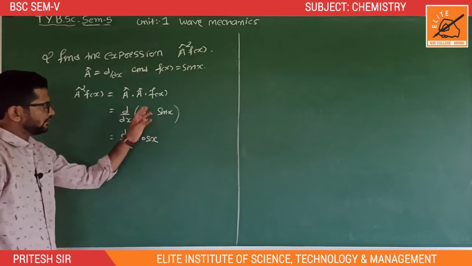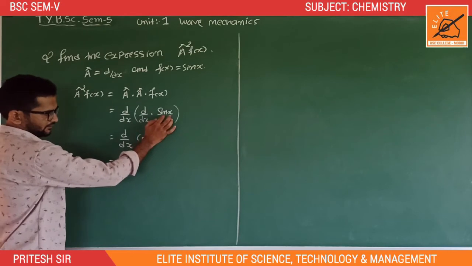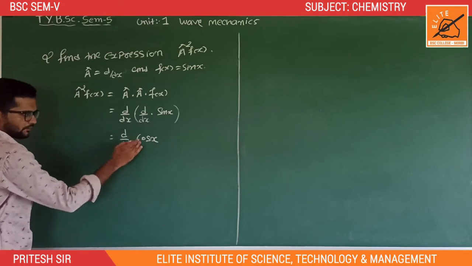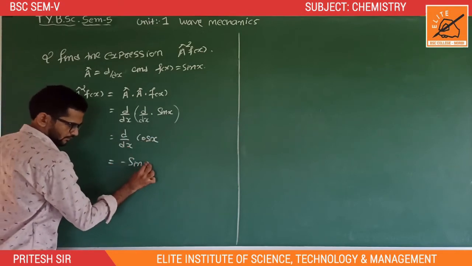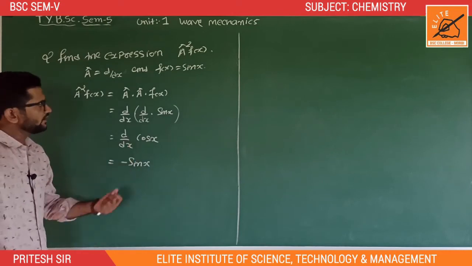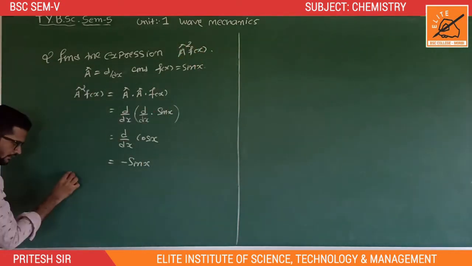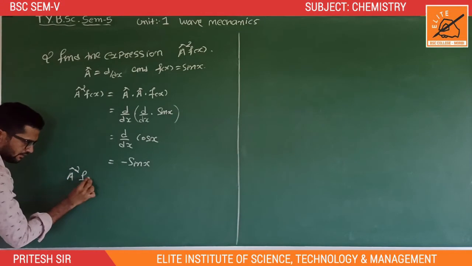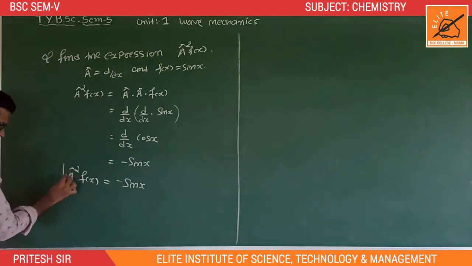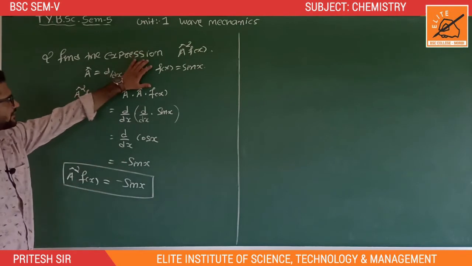So first the operator A cap is operated on the function f(x) and gives another function. The first function is sin x and the other function is cos x. Now the differentiation of cos x is equal to minus sin x. So the value of the final result, A square f(x), is equal to minus sin x. Okay, so this is the basic expression of the multiplication operator.